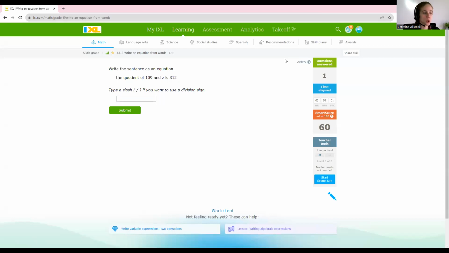Next question. The quotient of 109 and Z is 312. Really likes the 300 numbers today, huh? Okay, well, when we look at this, the first thing I notice when I do a reread is it says quotient. Quotient means division, and the directions down here are telling us to use this slash as our division sign. So it's the quotient of 109 and Z. And then I see the word is, that means equals 312.